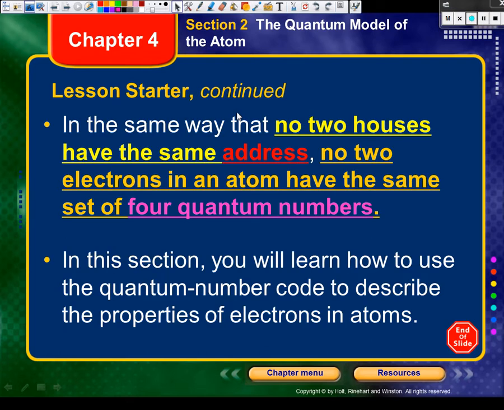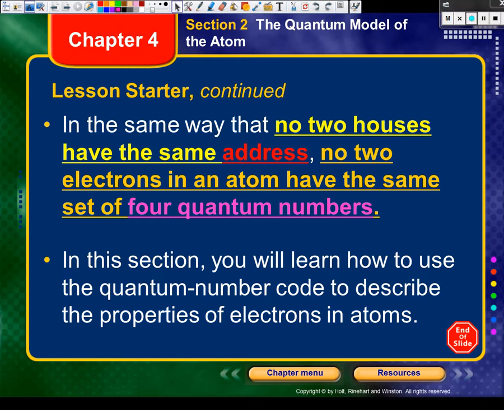Because this bullet right here, put a big star beside that first bullet. In the same way that no two houses have the same address, this is going to apply to electrons, because electrons have addresses. But we don't call them their address. We call them quantum numbers. So when you hear the phrase quantum number, I'm referring to an electron's address, and it has 4 parts, just like yours. We have a house number, a street name, a city-state, and a zip code. So just like we have 4 parts, so do the electron's quantum numbers.